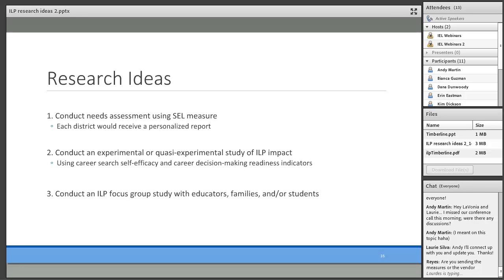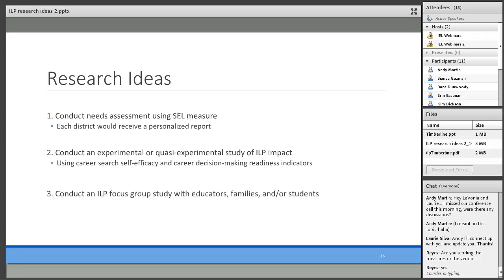Reyes, are you sending the measures or the vendor? So the vendor, I'm not sure about the vendor. You were asking, I think, about the measures that we talked about today, and those are ones that I'm sending out. The information on each of the vendors, in terms of that part I'm not sure exactly what you got there. Lori and Andy are good.